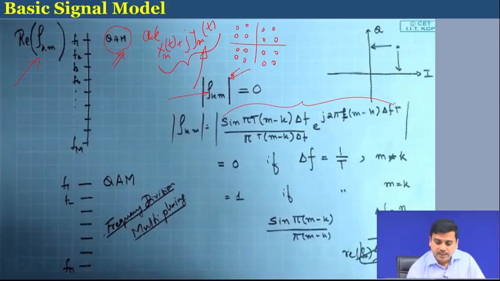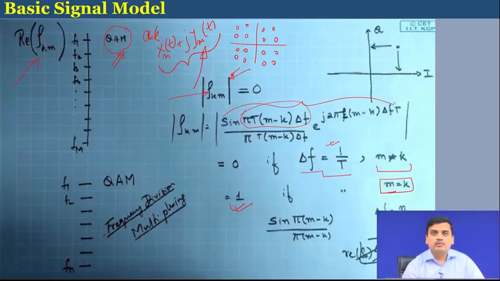So, we clearly see that this expression will go to 0 if this numerator goes to 0, and this numerator can go to 0 when delta f is equal to 1 by t and m is not equal to k, correct. Whereas, even if delta f is equal to 1 by t, but m is equal to k, we are going to get a value of 1.